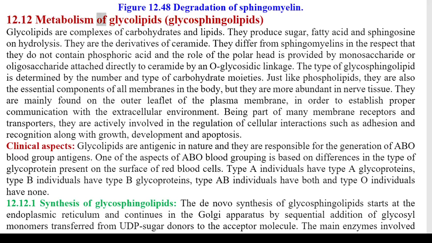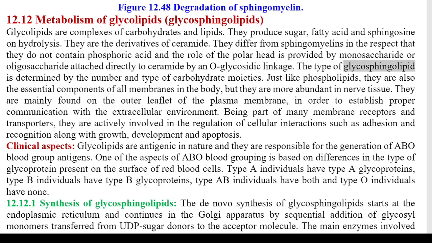12.12 Metabolism of glycolipids, glycosphingolipids. Glycolipids are complexes of carbohydrates and lipids. They produce sugar, fatty acid, and sphingosine on hydrolysis. They are the derivatives of ceramide. They differ from sphingomyelins in that they do not contain phosphoric acid, and the role of the polar head is provided by monosaccharide or oligosaccharide attached directly to ceramide by an O-glycosidic linkage.